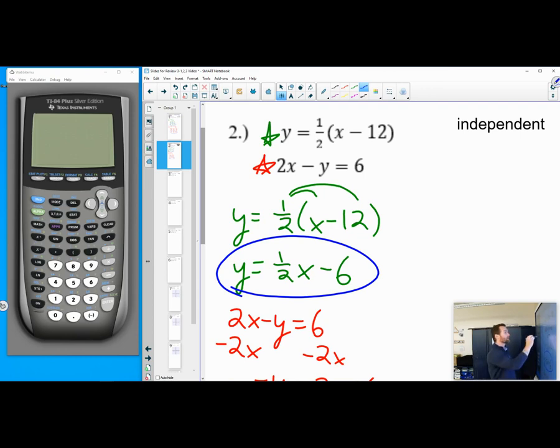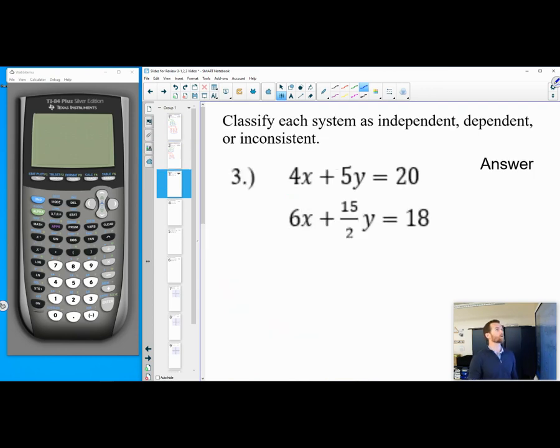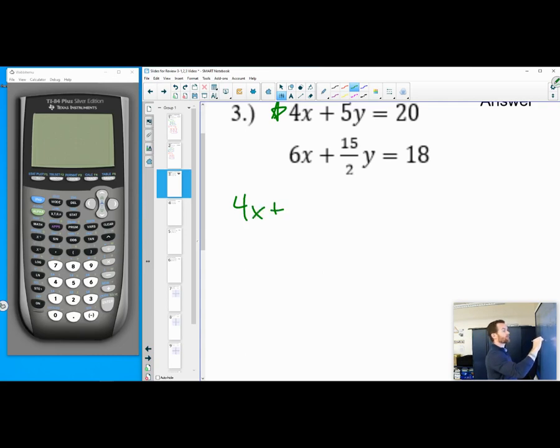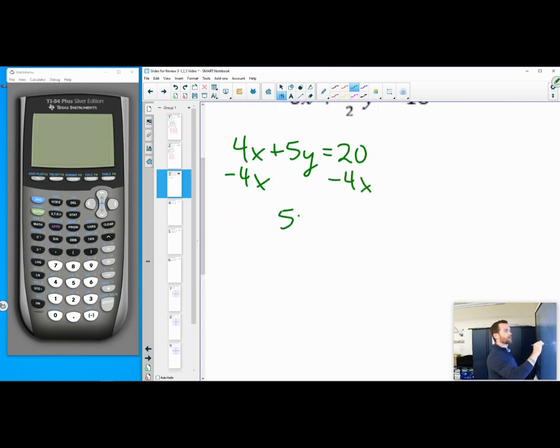So 2 down. I forget how many to go. Let's just keep going. Let's take a look at number 3. So same directions. We just have to classify. We'll start with the green. So it's 4x plus 5y equals 20. And get y by itself. Take away 4x from both sides. And we get 5y equals negative 4x plus 20. Then divide by 5.